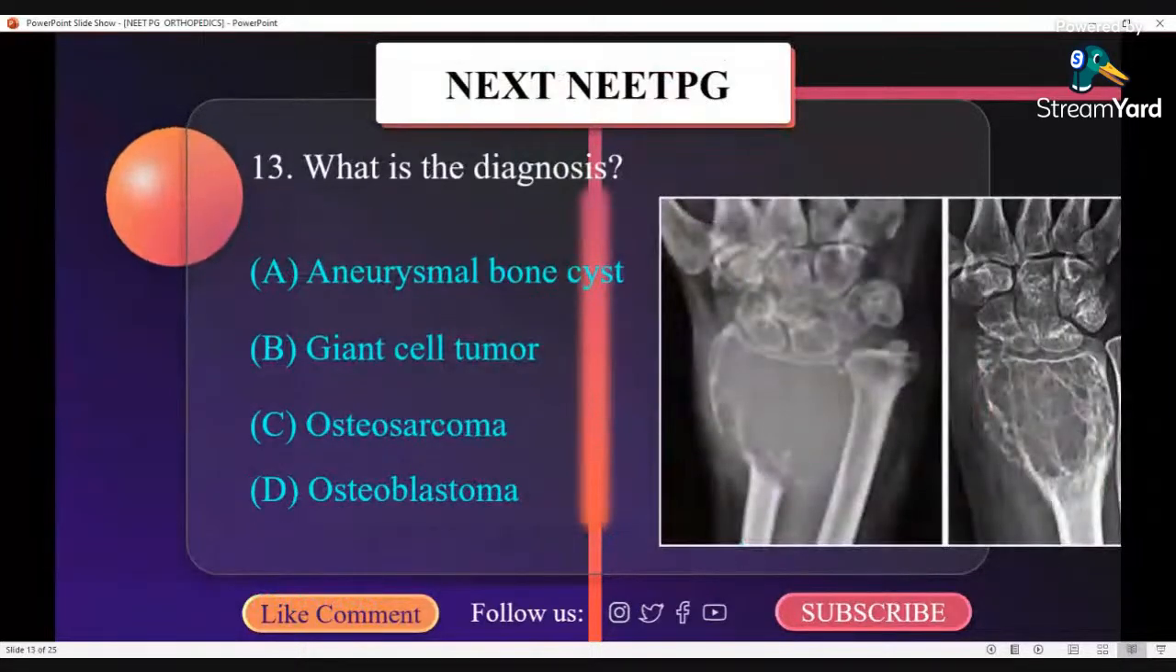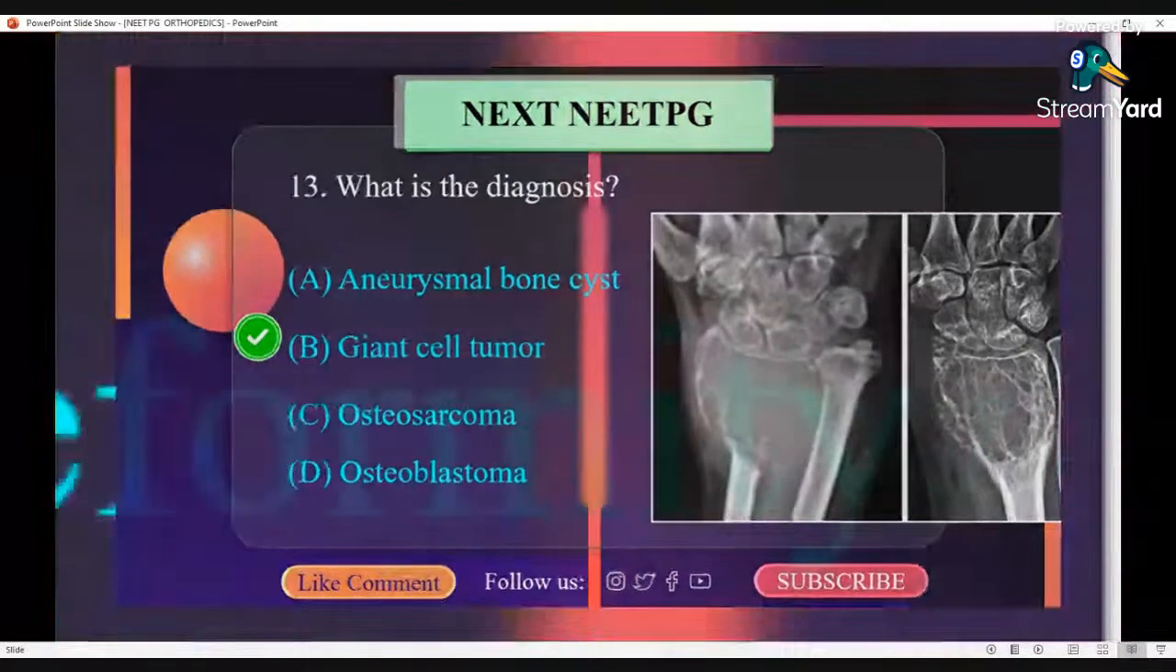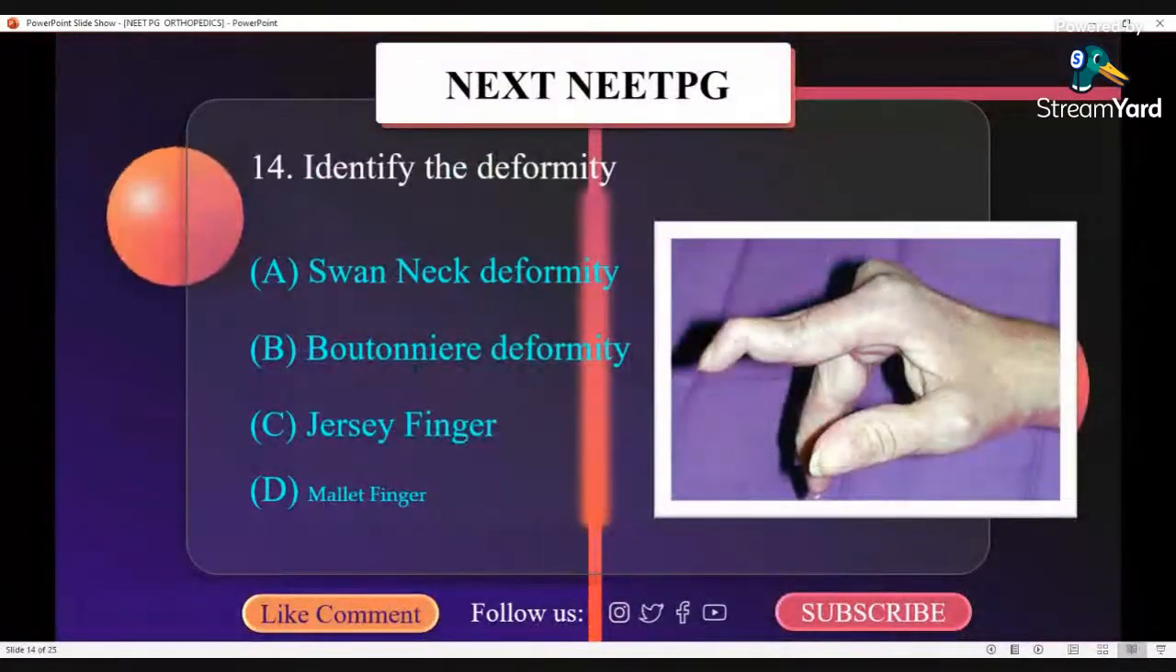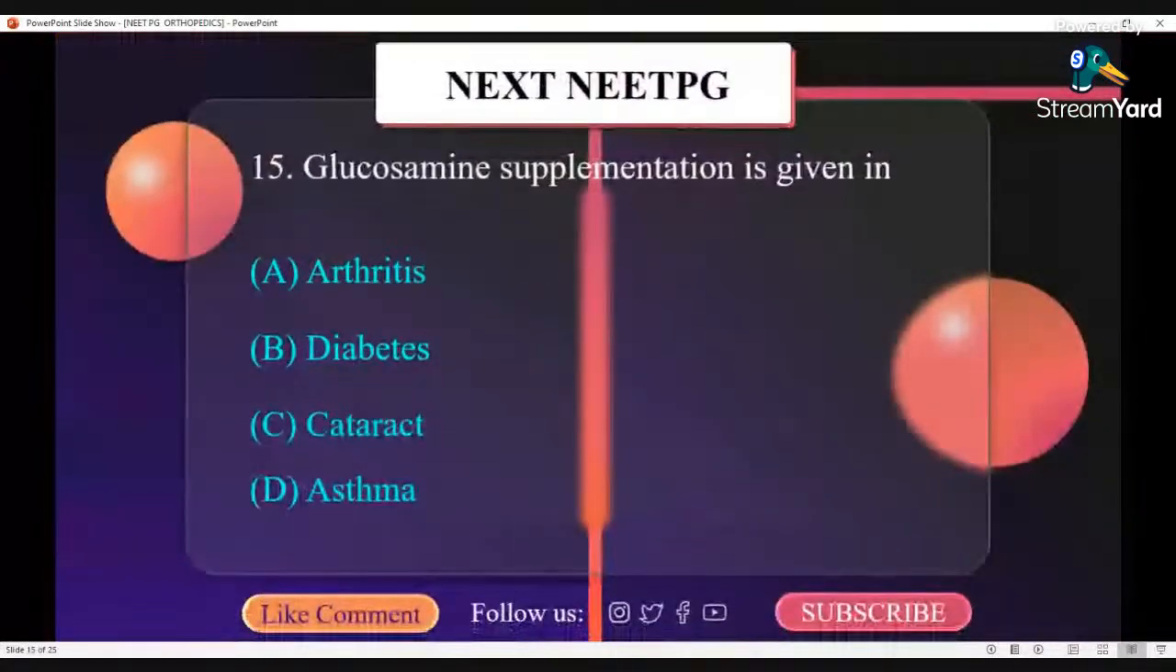What is the diagnosis? It is a giant cell tumor. Deformity: it is a swan neck deformity. Glucosamine supplementation is given in arthritis.